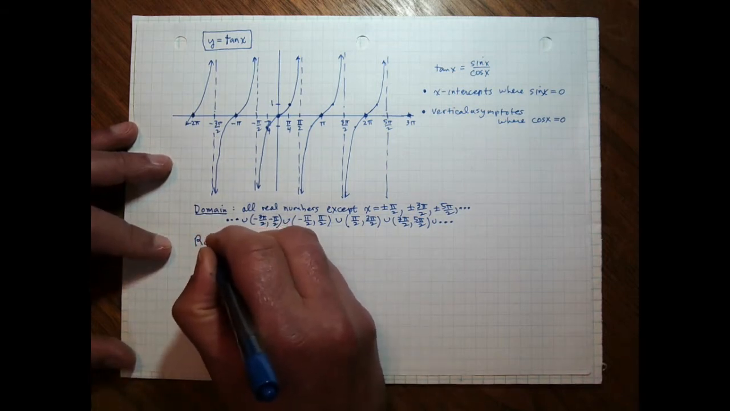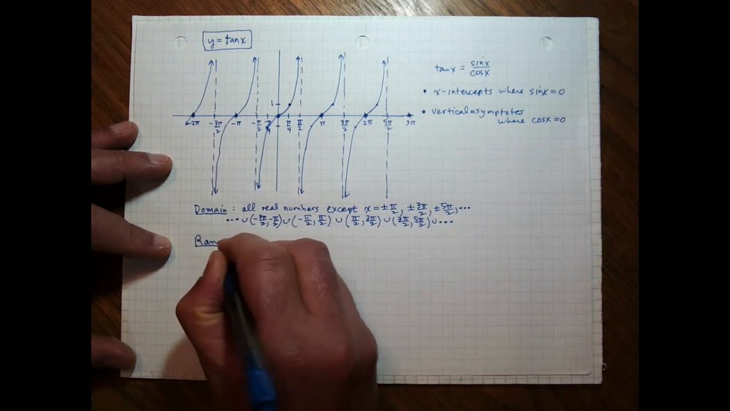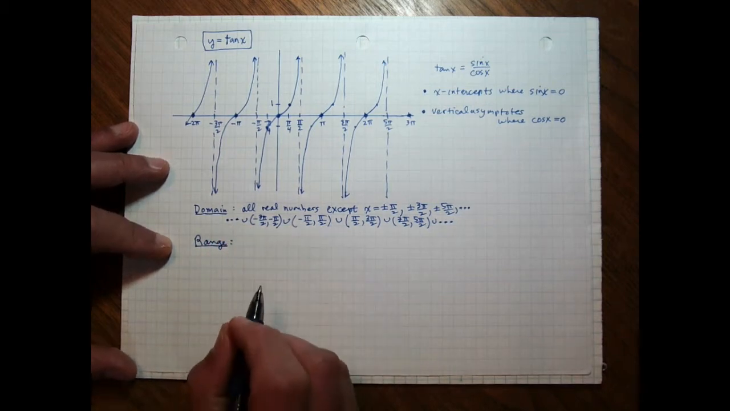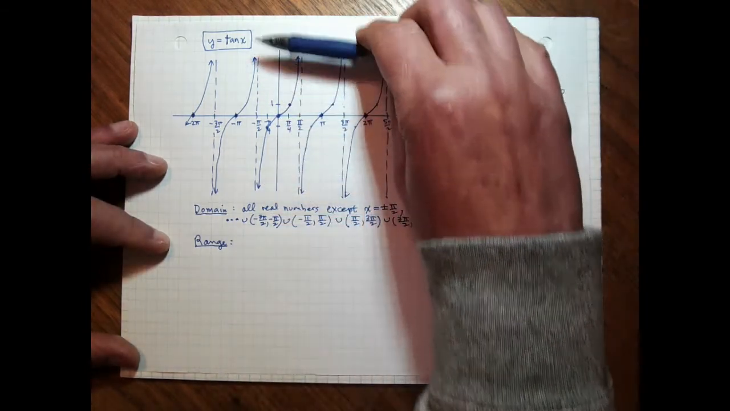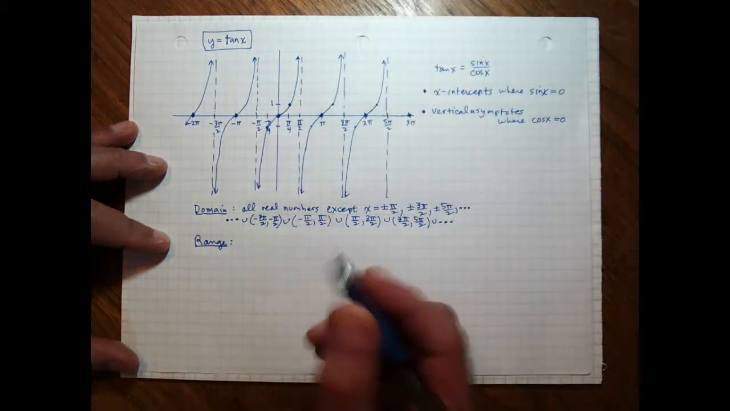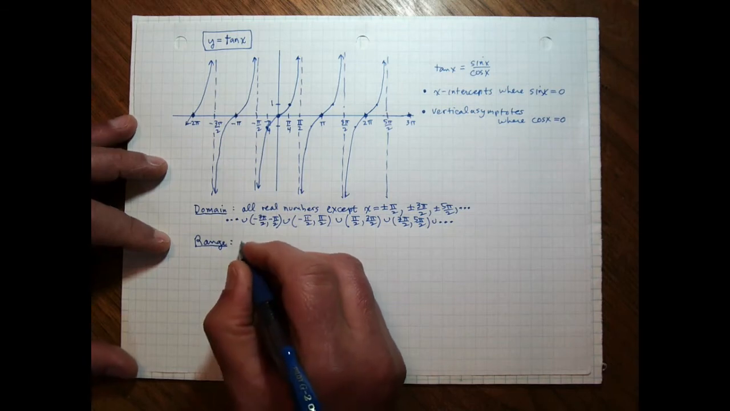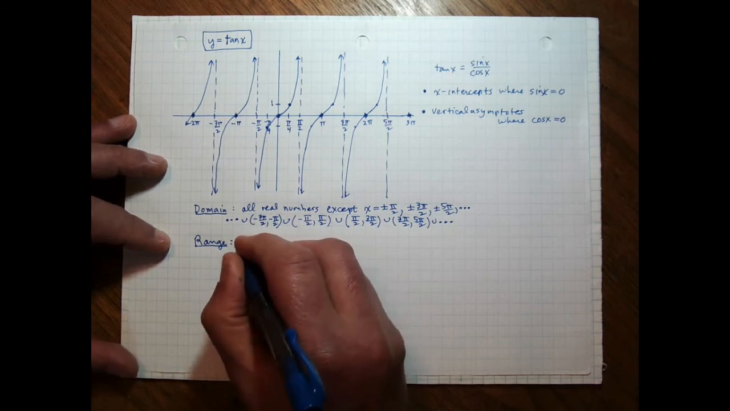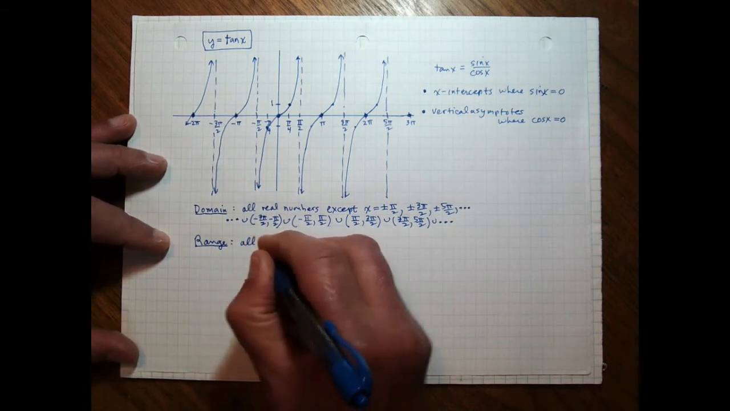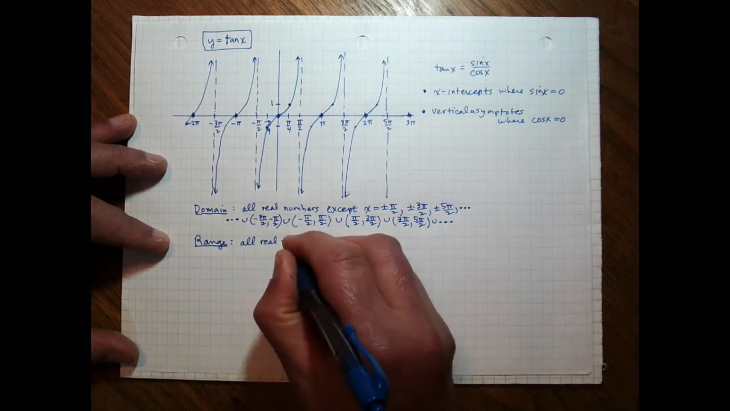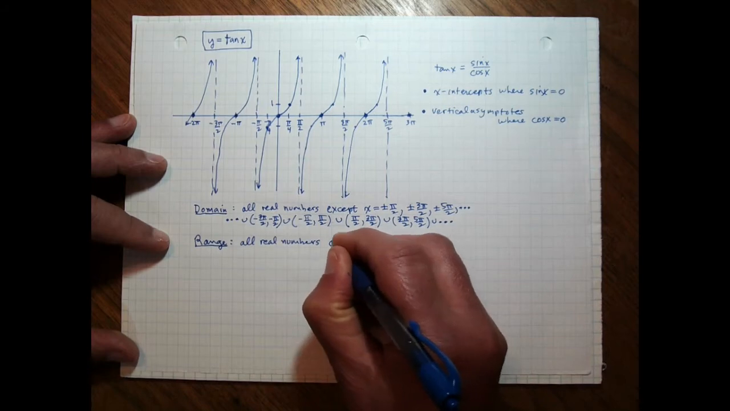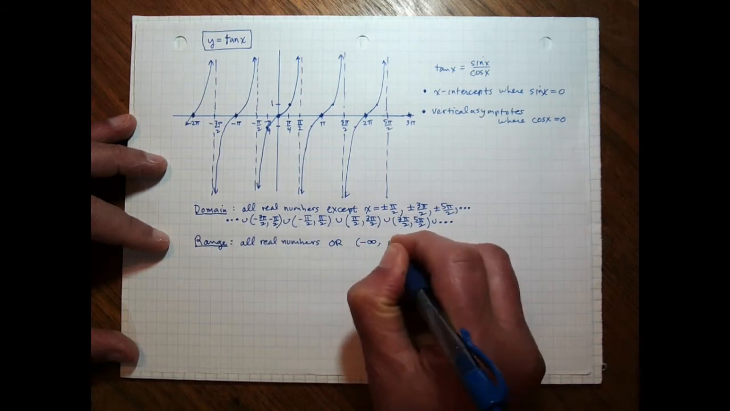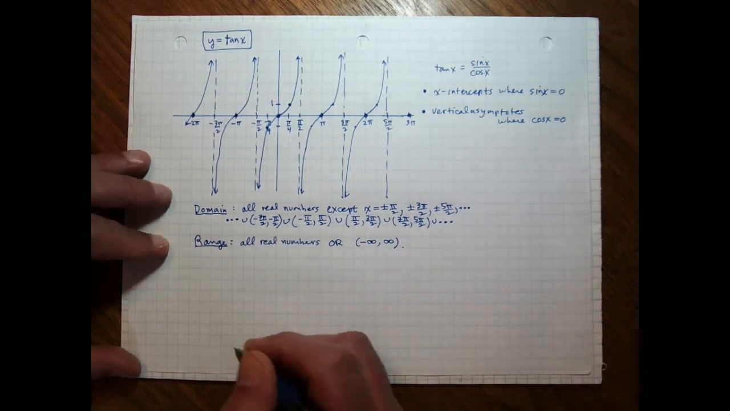The range is actually very simple for tangent. It's very different from sine and cosine. Every single y value occurs infinitely many times as a point on the graph. So the range is all real numbers. Or you could write the interval from minus infinity to infinity.